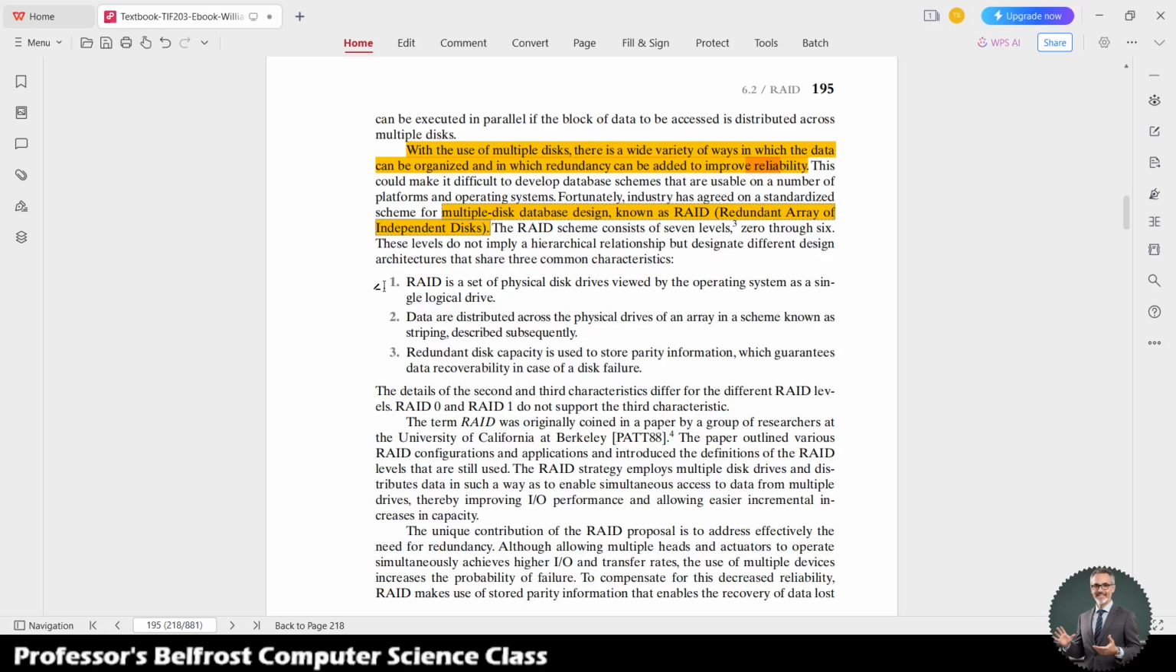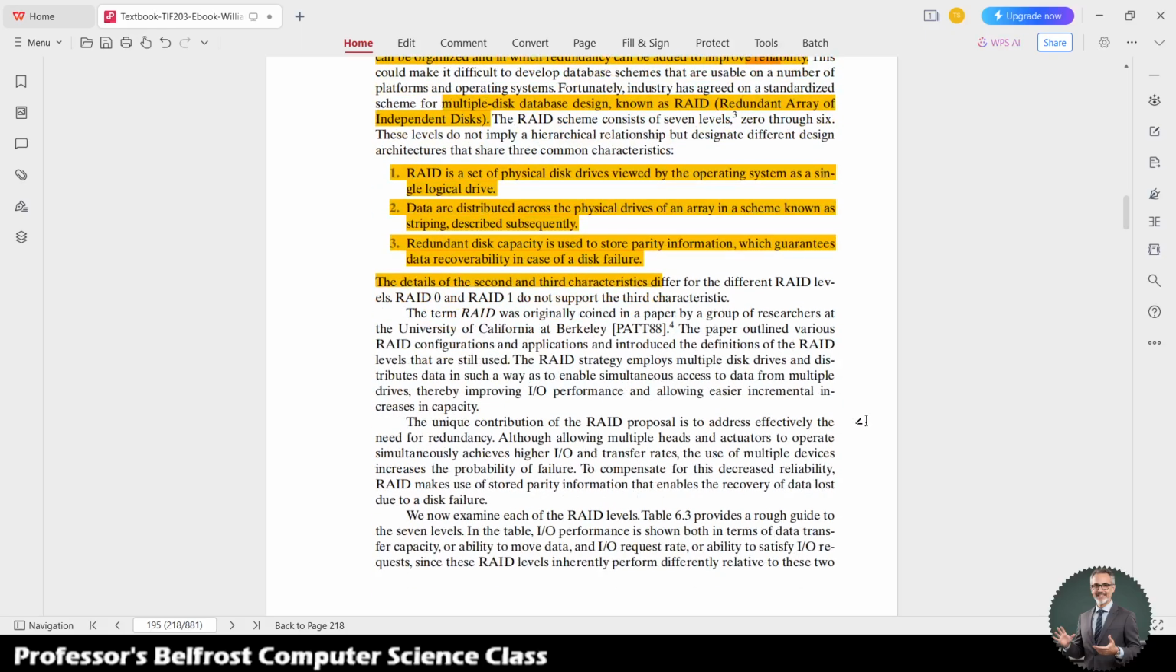So there are three common characteristics. RAID is a set of physical disk drives viewed by the operating system as a single logical drive. Second is that data are distributed across the physical drives of an array in a scheme known as striping, described subsequently. And redundant disk capacity is used to store parity information, which guarantees data recoverability in case of a disk failure. The details of the second and third characteristics differ across the RAID levels. RAID 0 and 1 do not support the third characteristic, so this is the exception.